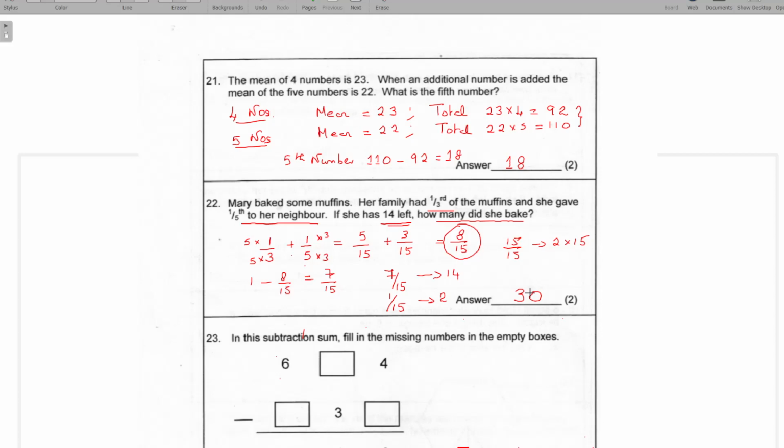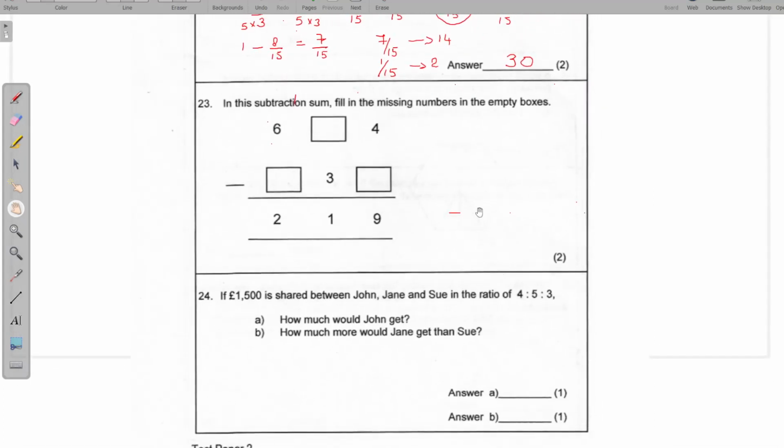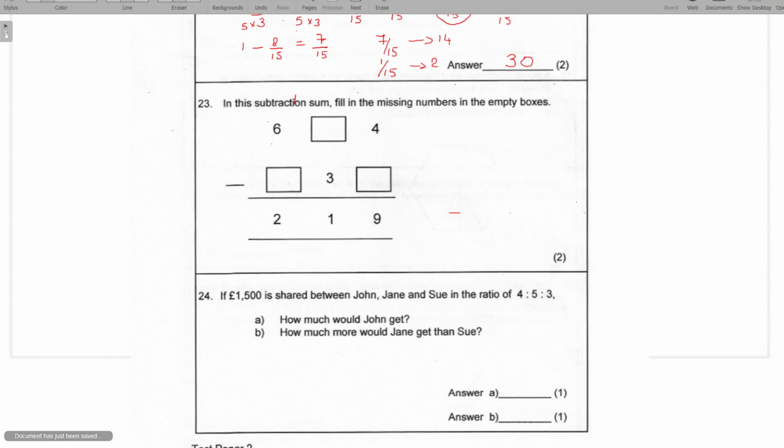Question 23. In this subtraction sum, fill in the missing number in the empty boxes. So you could do the inverse, which is the opposite. So what we'll do is, to get 4 in here, what do we have to do? 9 plus what gives you 4? That must be 14 then. 9 plus 5 gives you 14.